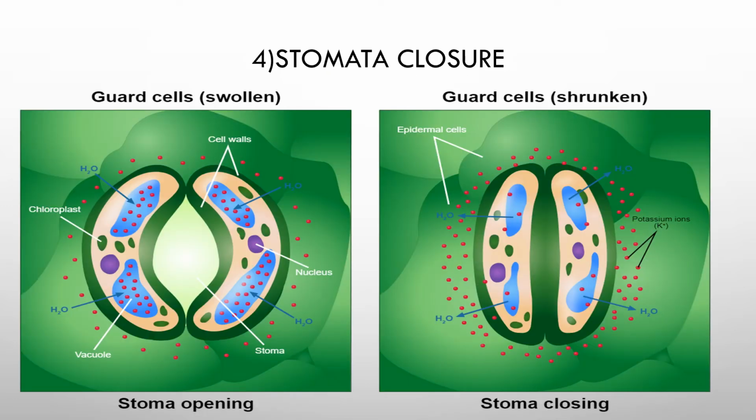The fourth main adaptation is the stomata closure. You know that the stomata are the main structures in the leaf that cause the loss of water. As these plants are already present in an environment that has a real scarcity of water, there is a need to close the stomata. When the stomata are closed and the guard cells are shrunken, then there will be no loss of water from the plant.